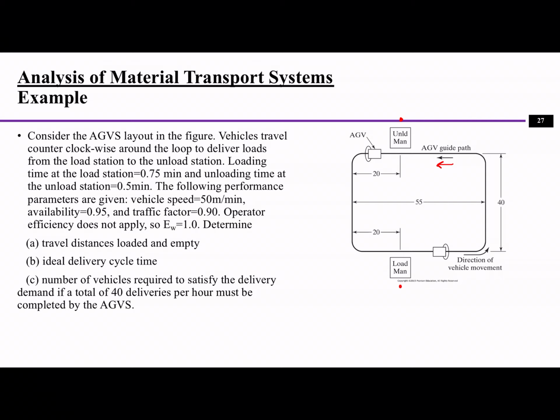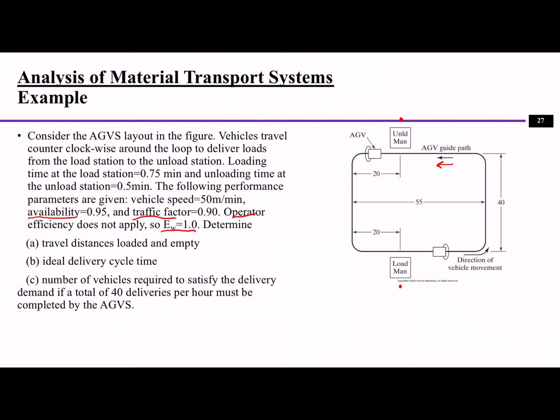So the following performance parameters are given. The vehicle speed, we know the vehicle speed. Availability is 0.95. Traffic factor, 0.9. And operator efficiency does not apply in this case, so E_w will be 1, right? All right. So from these three parameters, we can calculate the availability of the vehicle, basically how many minutes are available during 1 hour.